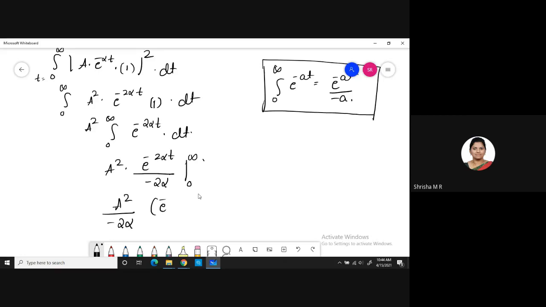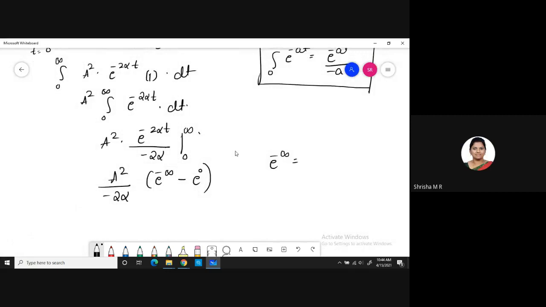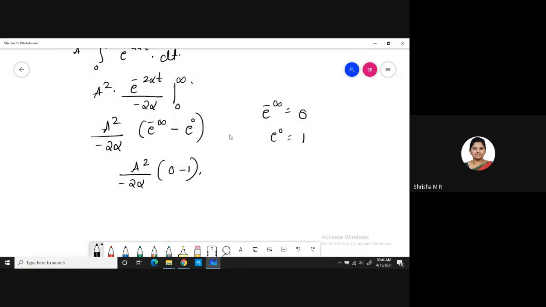So you have e power minus infinity minus e power 0. What is e power minus infinity? It is 0, right? So e power minus infinity is 0 and e power 0 is 1. So you have a square by minus 2 alpha into 0 minus 1. So what do you get? Energy is a square by 2 alpha joules. So that is about the energy of the exponential, e power minus alpha t into u of t.